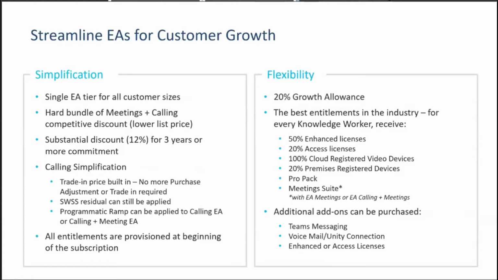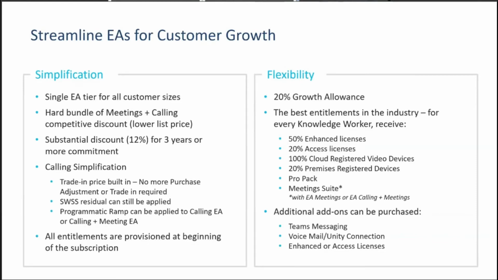On top of that, you're going to get 100% mapping to cloud registered video devices. So like a RoomKit, any of those devices, you get a 1-to-1 match with an enterprise agreement. So if you have 250 knowledge workers, you're going to get 250 cloud registered licenses. If you're on premise, you get 20%, which is dramatically, it's double what we had before on the Flex. On top of that, you get the Pro Pack. So that Pro Pack is the one that allows your WebEx teams to have all the advanced analytics and control for security.